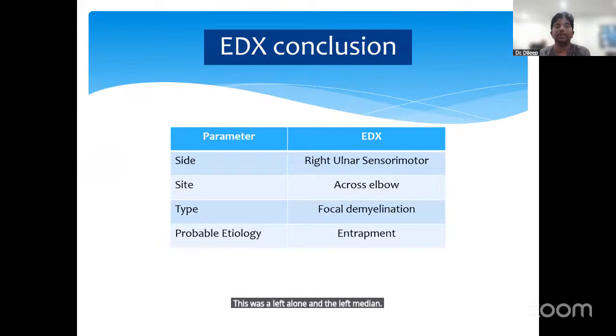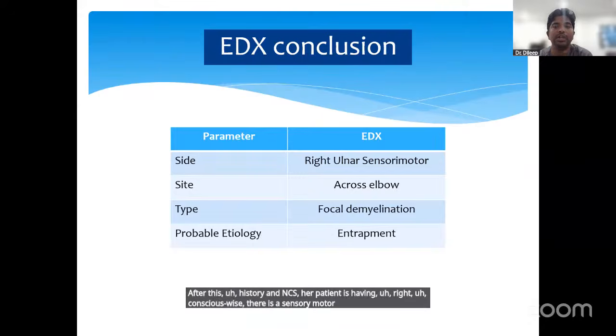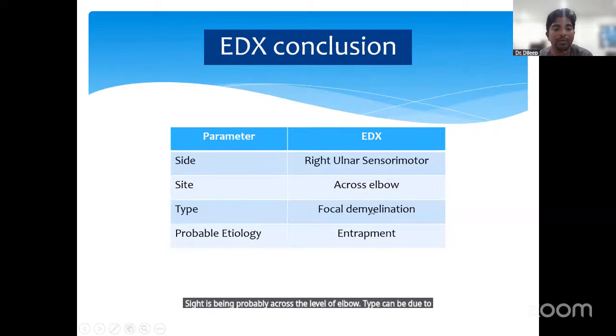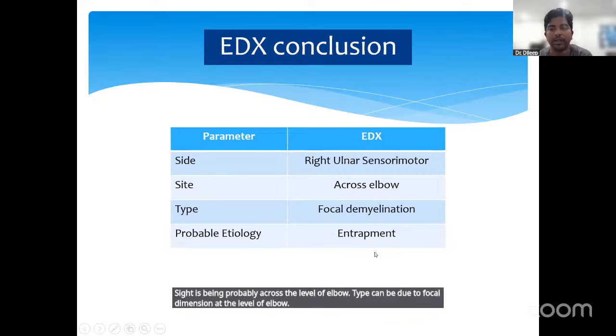After this history and NCS, the patient has, NCS-wise on the right, a sensory motor involvement, with history only of sensory involvement. On the right side, only the ulnar nerve is involved. The site is probably across the level of elbow. The type can be due to focal demyelination at the level of elbow. The probable pathology can be entrapment.